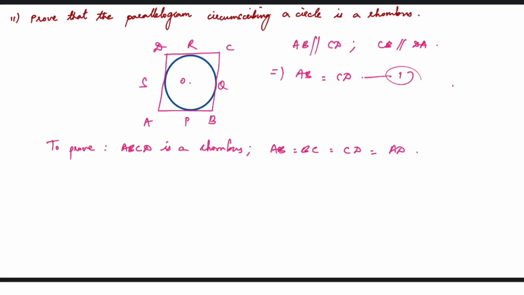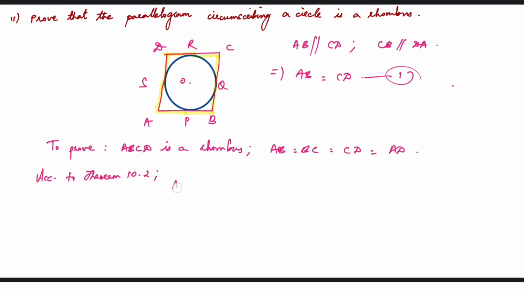We know that the vertices of the parallelogram are the external points from which two tangents are drawn, and they are equal. According to theorem 10.2, we know that tangents drawn from an external point are equal in length. According to theorem 10.2, we can write AP is equal to AS, BP is equal to BQ, CQ is equal to CR and DR is equal to DS.